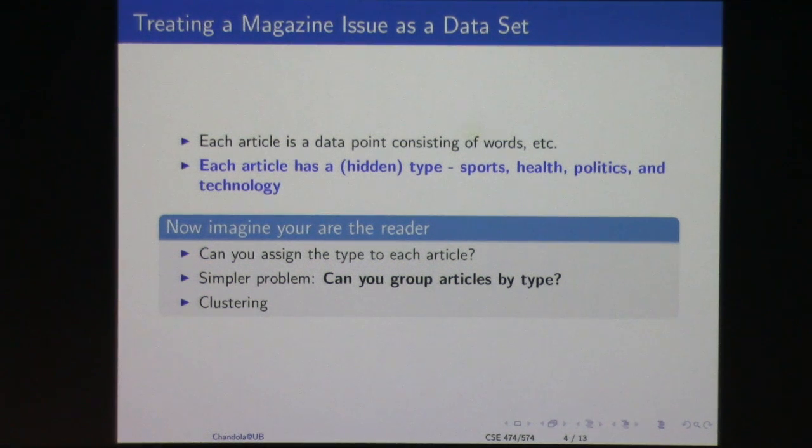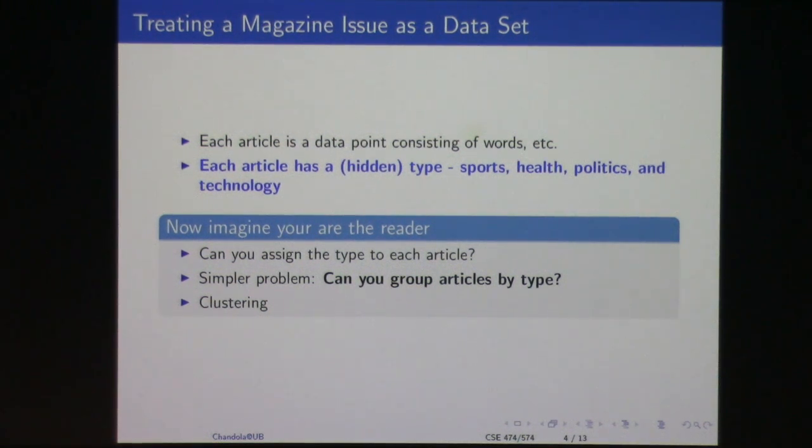So there are two things. One problem could be that given a new article, so I'm reading this magazine, let's say this is my Time magazine, I'm reading it, I see this article. One task would be, I want to figure out, is this article sports or health or politics? That's a little more tougher job.